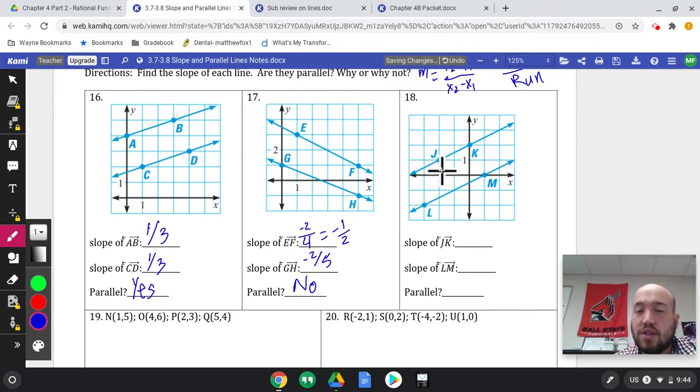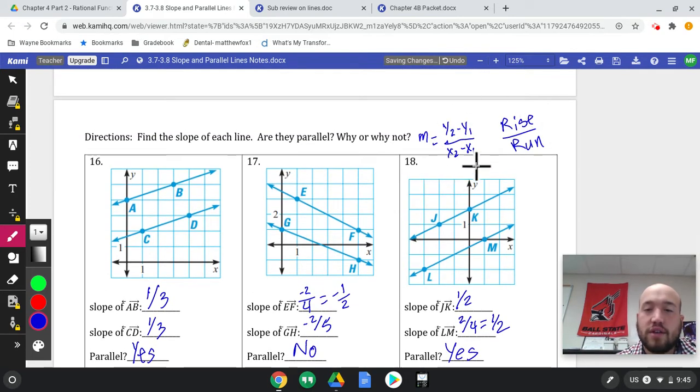Our final one, J to K, up 1 over 2. And then L to M, up 2 over 4. Now some of you might initially say those are not the same, but remember, reduce that. 2 over 4 reduces to 1/2. And now, yes, they are the same, which means yes, they are parallel. So, for this next section, we're going to use this formula here, y2 minus y1 over x2 minus x1.